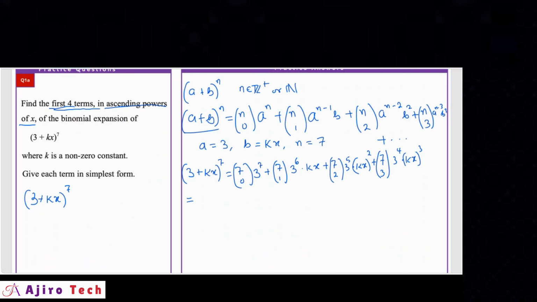3 raised to the power of 7 is 2,187, multiplied by 7 combination 0, which is 1. Then plus, this is plus, 7 combination 1, which is 7. 3 raised to the power of 6 is 729, then multiply by kx, plus 7 combination 2.